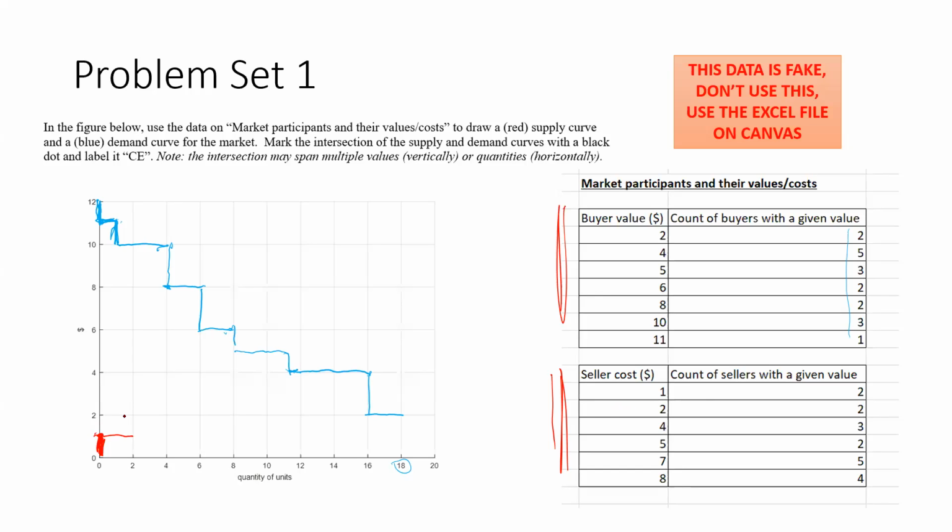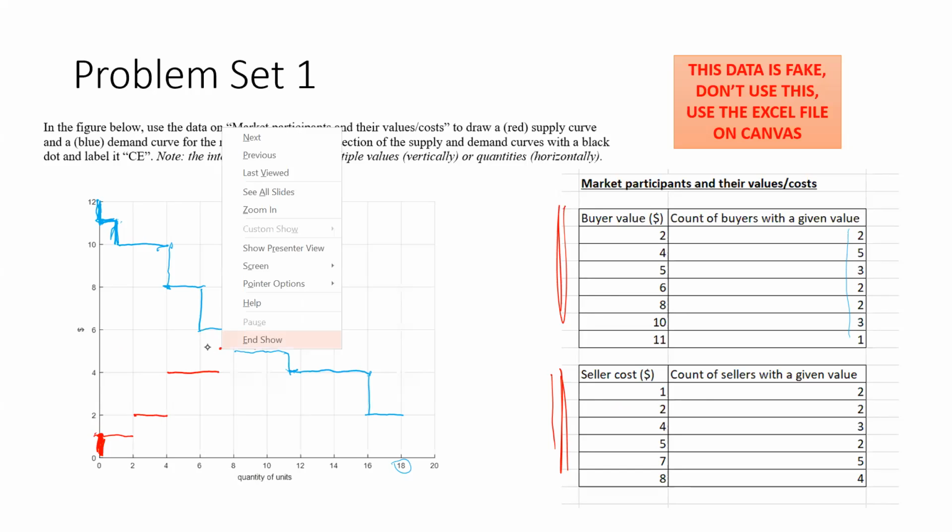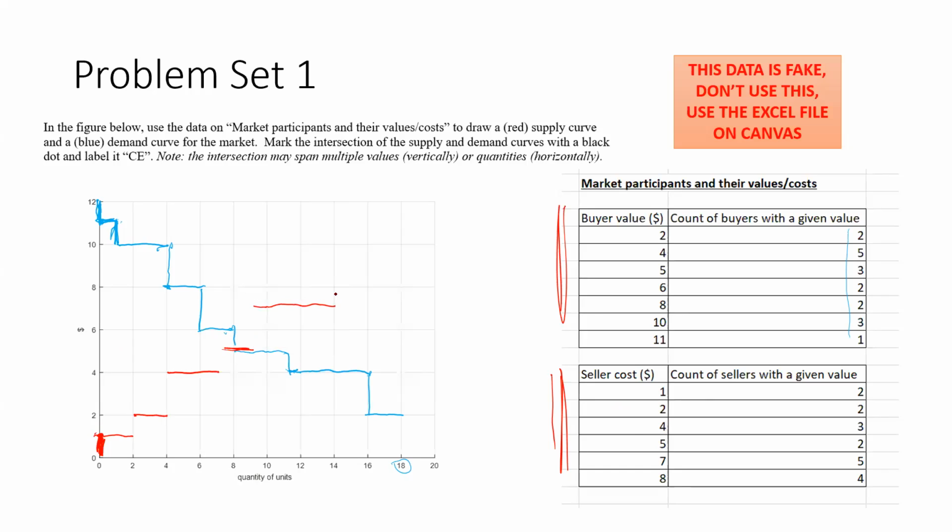But if you're at 1, you have 2 sellers willing to sell, so you go over to 2. Then you jump up to 2, you get another 2. You jump up to 4, and you get 3. Jump up to 5, and you get 2. Jump up to 7, and you get 5. 1, 2, 3, 4, 5. Jump up to 8, and you get 4. So here's our supply curve.